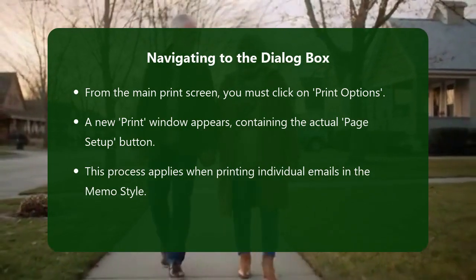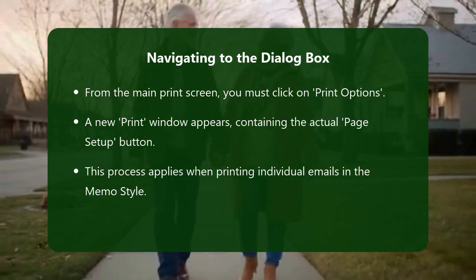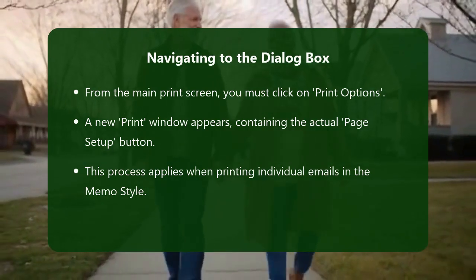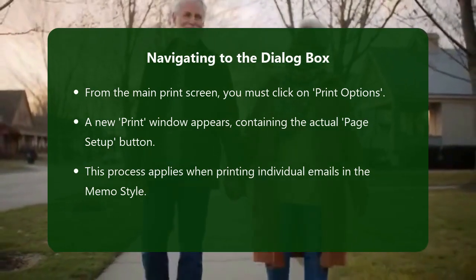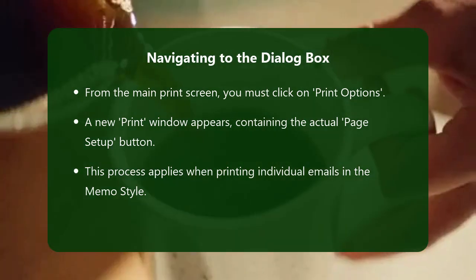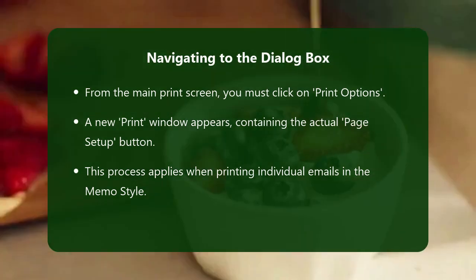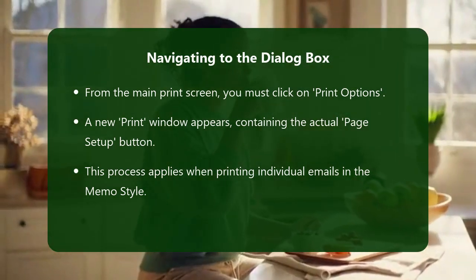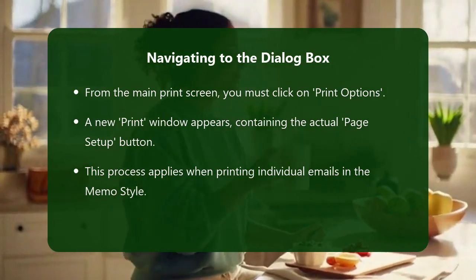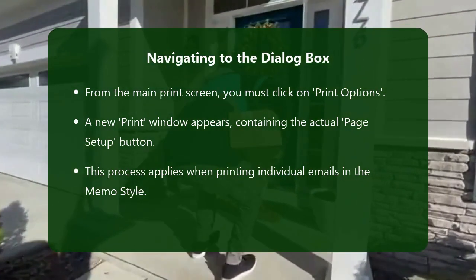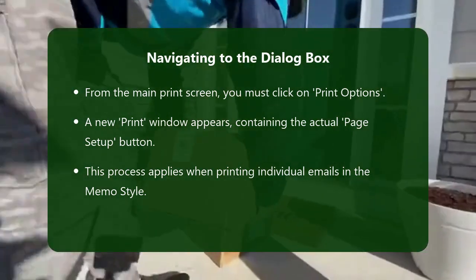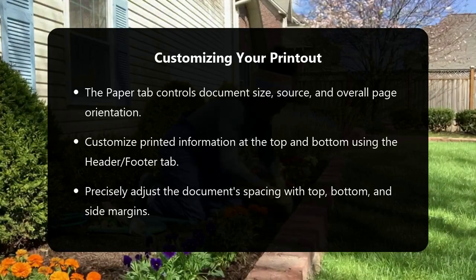Here is the crucial step that most people miss: you need to click the Print Options button. Clicking this will open a new, smaller dialog box simply titled Print. Within this print dialog box, you will finally see the button you've been searching for, labeled Page Setup. Clicking this Page Setup button opens yet another dialog box, which is the traditional page setup menu, typically containing 3 or 4 tabs.